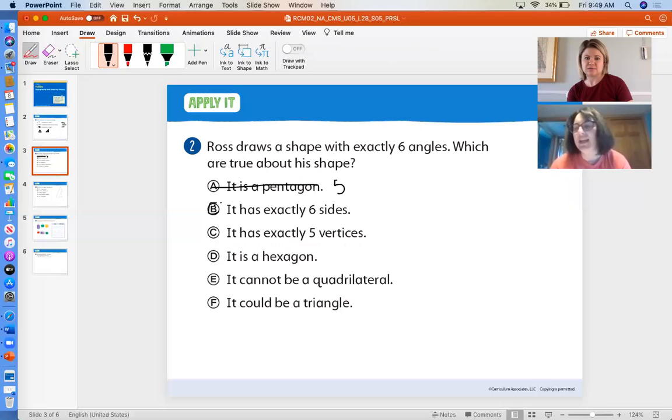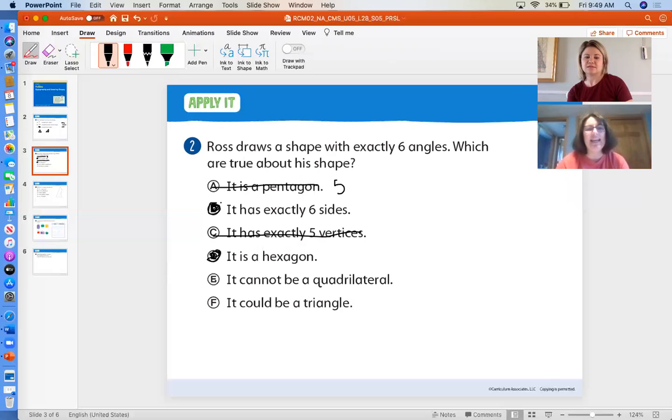Agreed. It has exactly 5 vertices. Well, it can't have 5 vertices because that would be a pentagon. So that one's out. It is a hexagon. And we remember that 6 sides, 6 angles, 6 vertices is a hexagon. So that one's right.